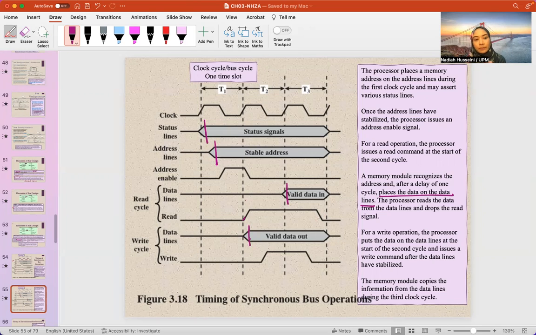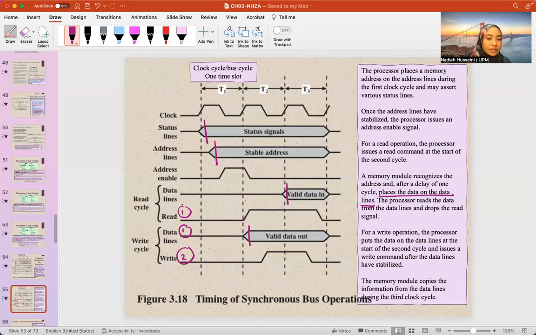stable. And for a read cycle operation, you call out the read signal first. For a write cycle operation, you put in the data first and then you write. Because if you call out write first, what will you write if there's no data, right? But if you were to call out read, yeah, that logic doesn't work. Okay, just remember the sequence.